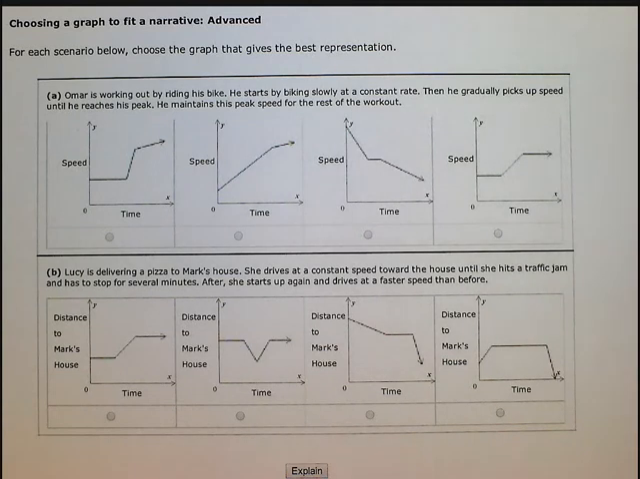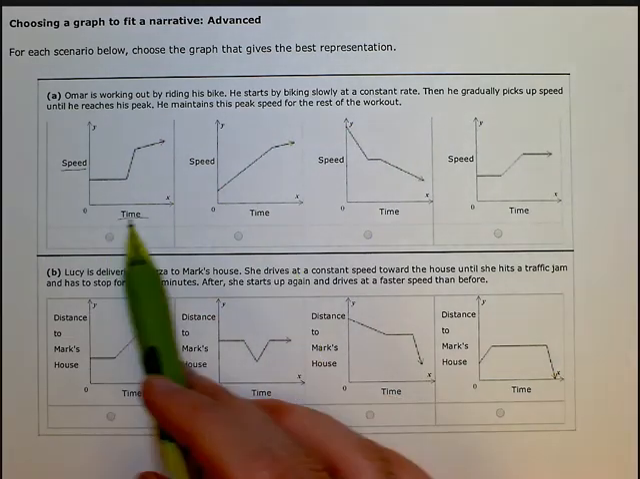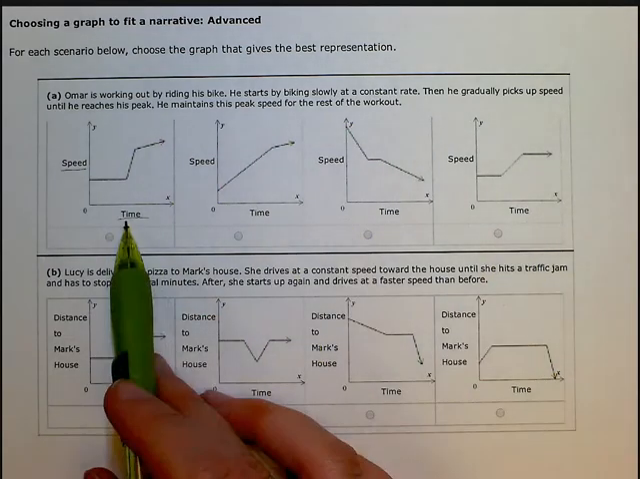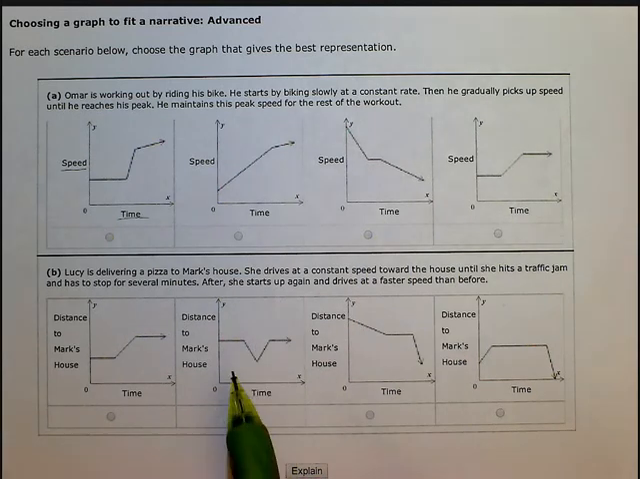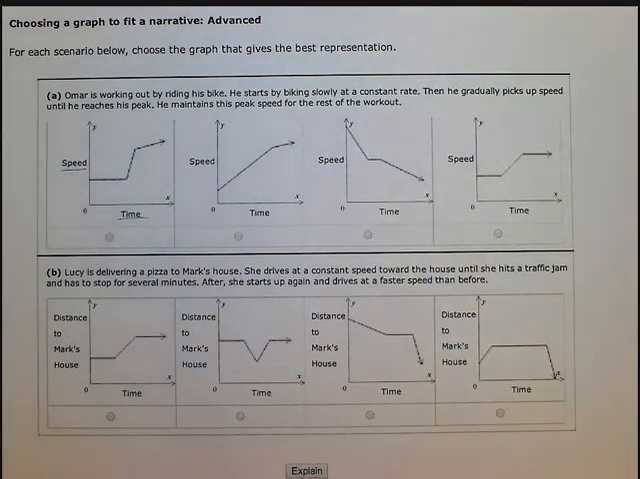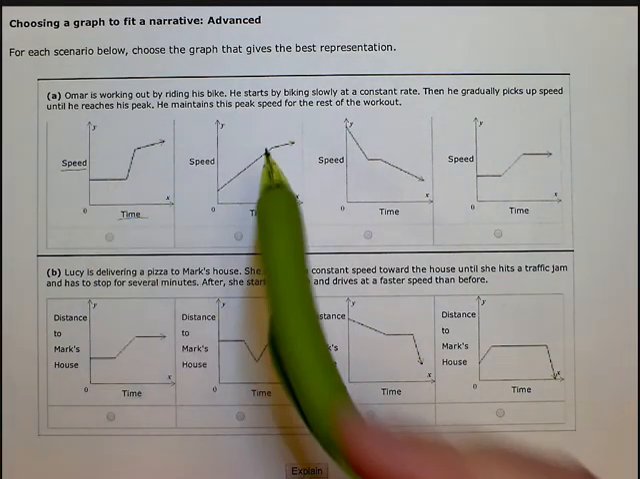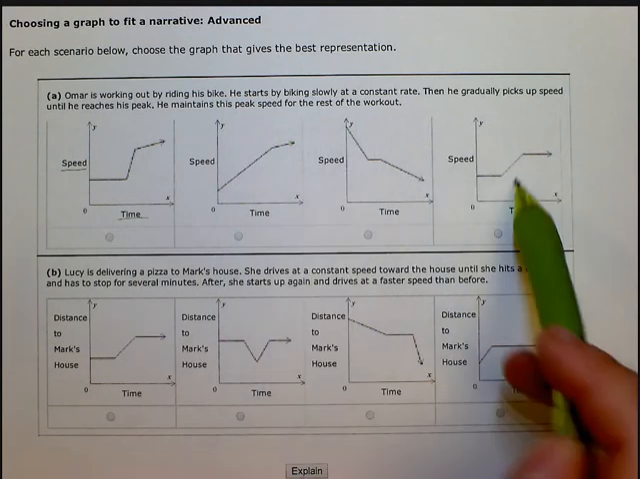Now, one of the most important things that you have to pay attention to while you're doing these types of problems is how the x and the y axes are labeled. So in this case, in all of the answers, time is the x-axis or the independent variable. Speed is the y-axis or the dependent variable. Okay? So what we're going to notice here is that over time, something's going to be happening to Omar's speed, and we have to decide which one of these matches the story.